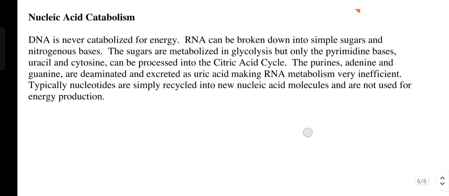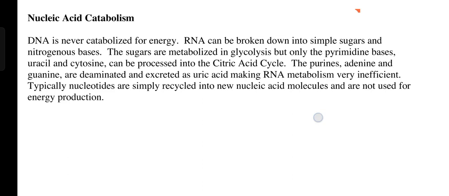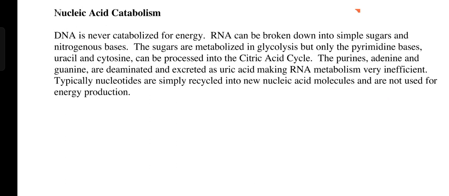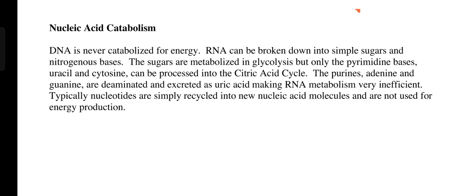Nucleic acid catabolism. DNA is never catabolized for energy. RNA can be broken down into simple sugars and nitrogenous bases. The sugars are metabolized in glycolysis, but only the pyrimidine bases, uracil and cytosine, can be processed into the citric acid cycle. The purines, adenine and guanine, are deaminated and excreted as uric acid, making RNA metabolism very inefficient. Typically, nucleotides are simply recycled into new nucleic acid molecules and are not used for energy production.